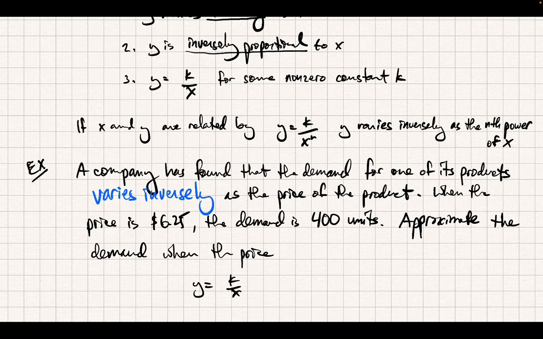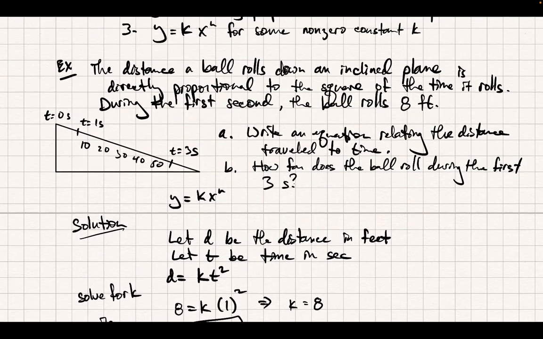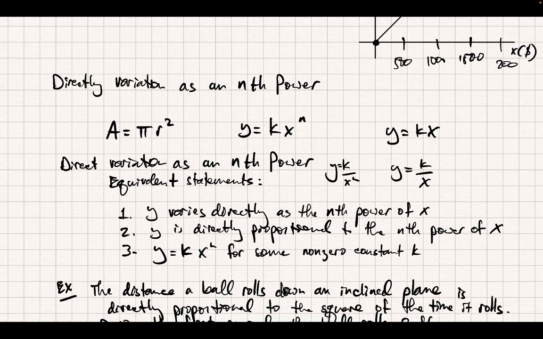By the way, I would say we only have 2 equations, because one is just a special case. When n equals 1, that's the same equation. It's a special case of inverse variation, and it's a special case of direct variation when n equals 1. So we only have direct and inverse. Let's scroll back to the problem.